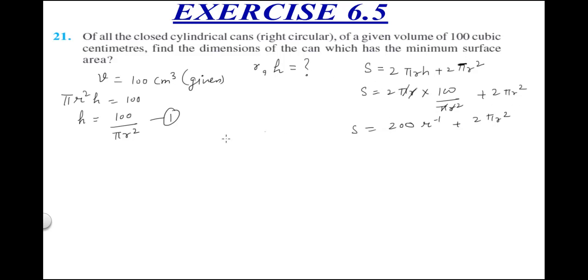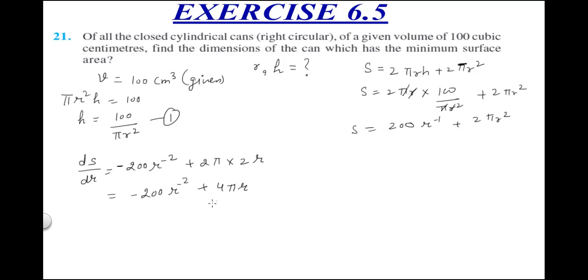Let us now differentiate it with respect to r. So differentiating it, dS by dr, we will get 200 as it is. Differentiation of r to the power minus 1 will be minus of r to the power minus 2, plus 2 pi as it is, and differentiation of r square is 2r. Clear? So we have minus 200 r to the power minus 2 plus 4 pi r.